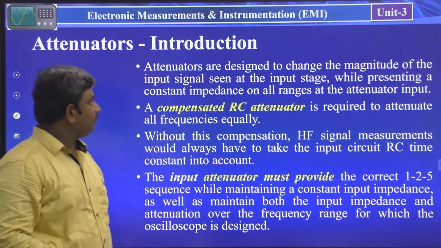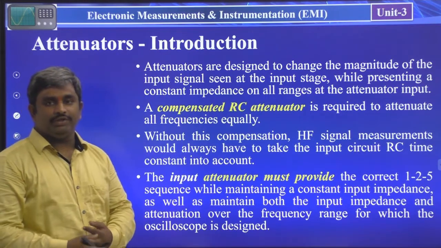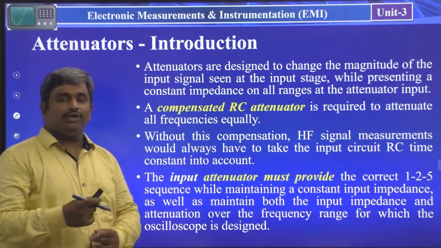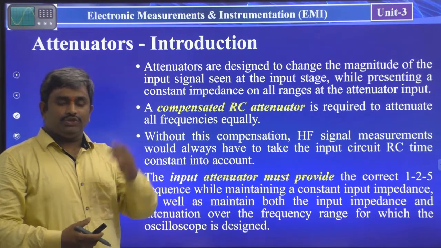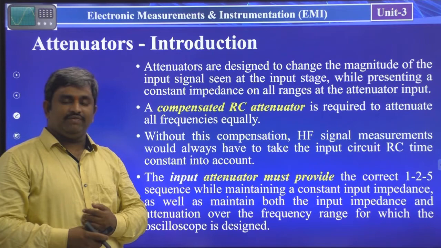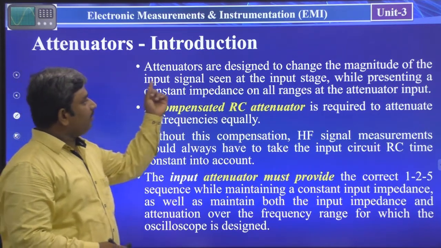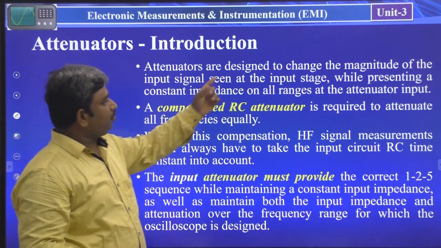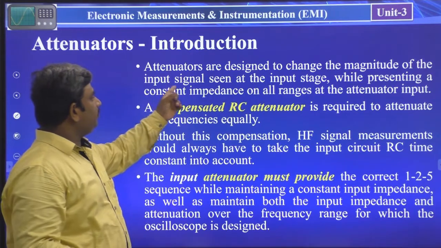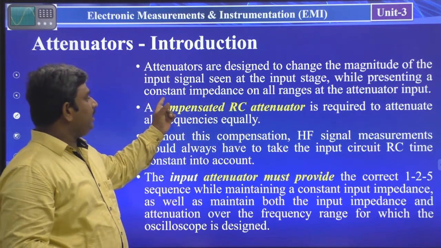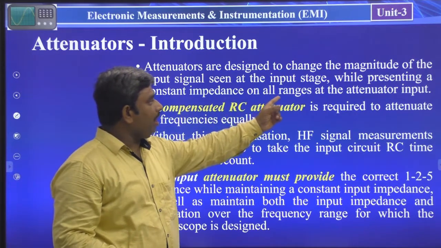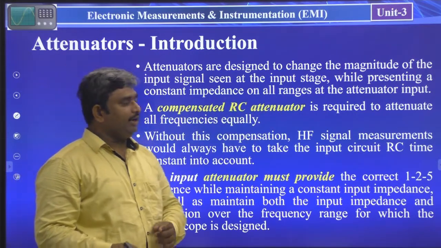Right. So coming to the introduction of attenuators, we know the meaning of attenuator. An attenuator attenuates the input signal, that is, it reduces the signal energy levels. Attenuators are designed to change the magnitude of the input signal seen at any input stage while presenting a constant impedance on all ranges at the attenuator input.